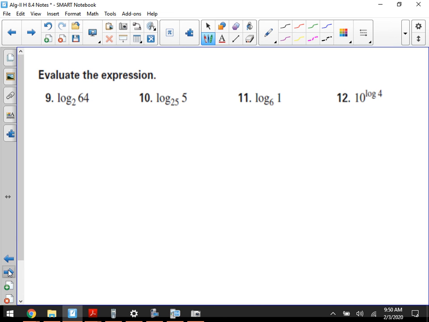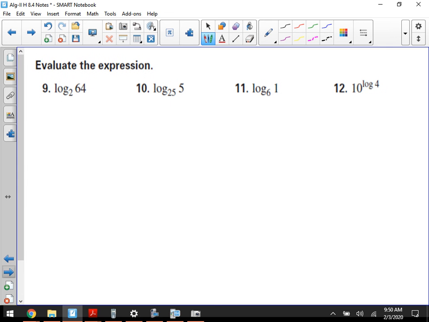I don't need to do these. These are boring. Oh wait, no, I'm sorry. Let's simplify. Let's try these. Log base 2 of 64. Oh, this one. Remember, you want to ask yourself, how do you get the 64 as a base 2?